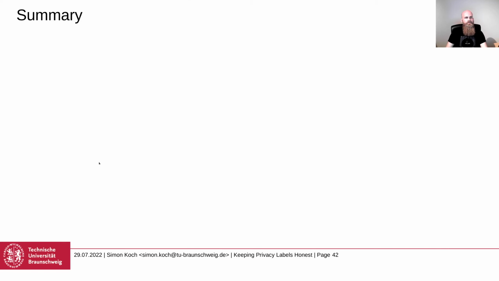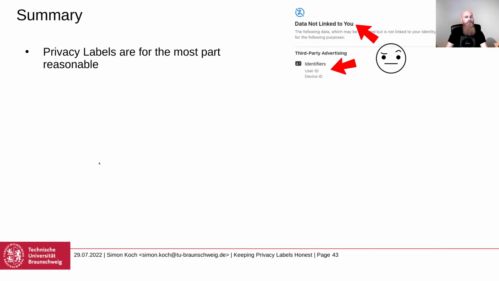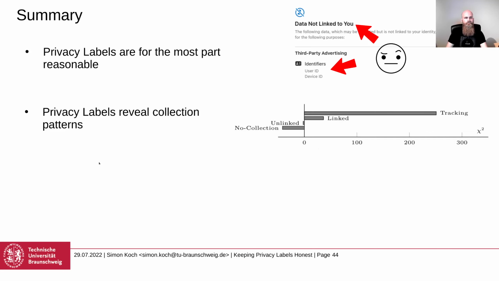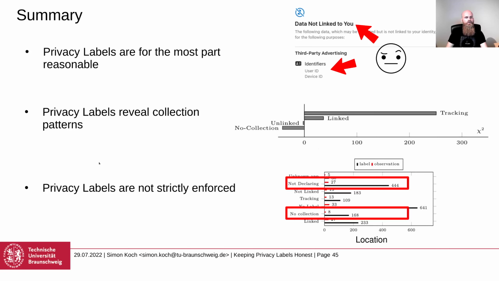So, to summarize, privacy labels are for the most part reasonable, but do contain some inconsistencies that need further explanation. Privacy labels reveal collection patterns when analyzed statistically. And finally, privacy labels are not strictly enforced. For each of those research questions, I gave you some examples. However, if you go to our paper, each section concerning those questions is more detailed, and of course we did run way more analysis and detail than those.